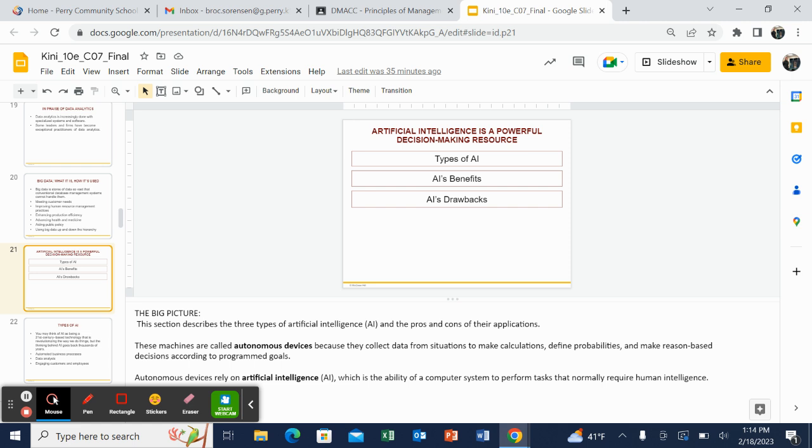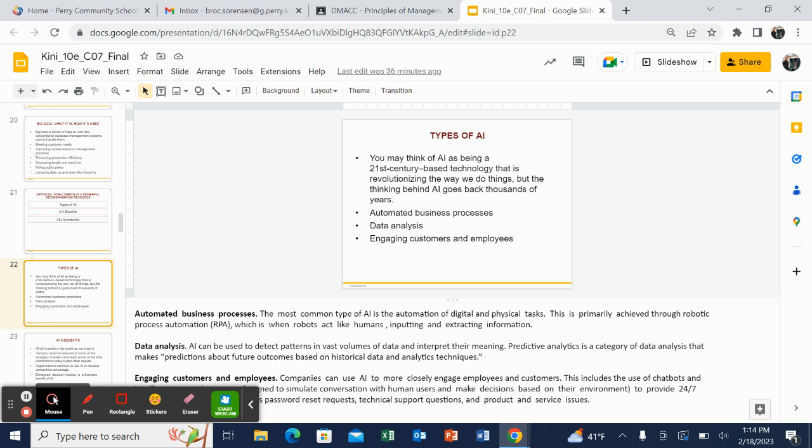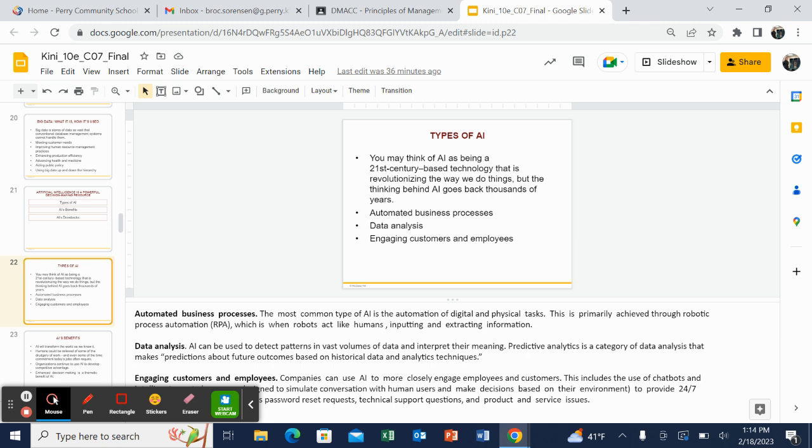types of AI, AI's benefits, AI's drawbacks, and these machines are called autonomous devices because they collect data from situations to make calculations, define probabilities, and make reason-based decisions according to the program goals. And so they rely on artificial intelligence, which is the ability of a computer system to perform tasks that normally require human intelligence. So some of the types of AI that we have. You may think of it as revolutionizing the ways we do business, but thinking behind AI has honestly gone back thousands of years.